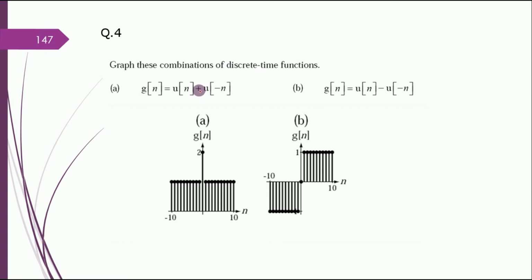Similarly, you can have n number of examples. I am having some discrete time functions here. u of n plus u of minus n. u of n is, here you have a signal, here you have a signal, here you have a signal. Continuously it will go on. u of minus n is the folded version of this.